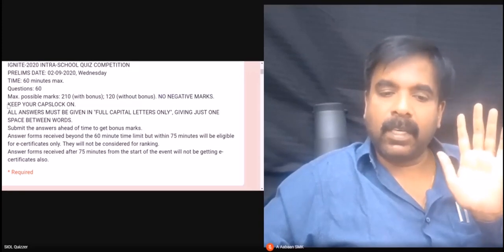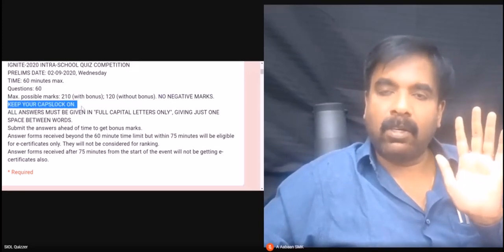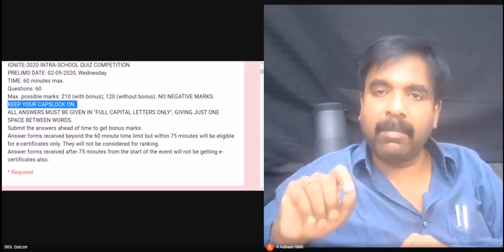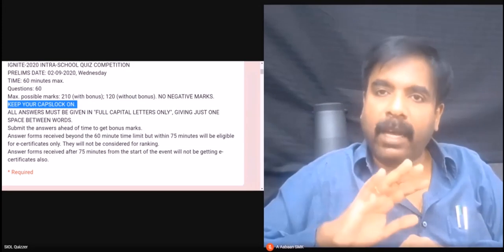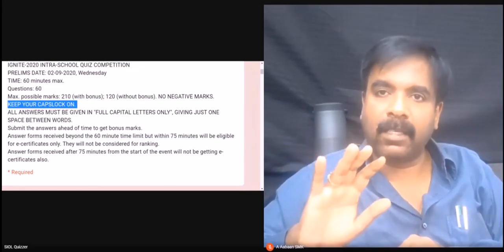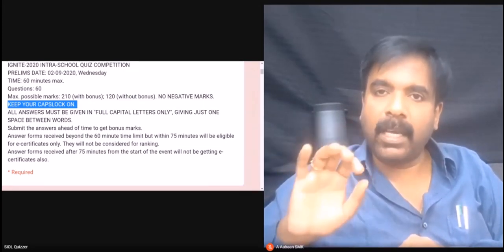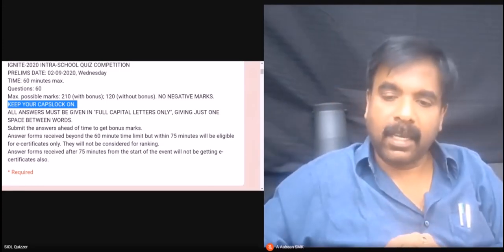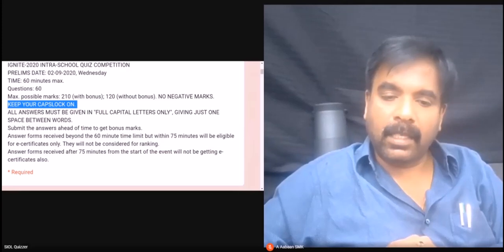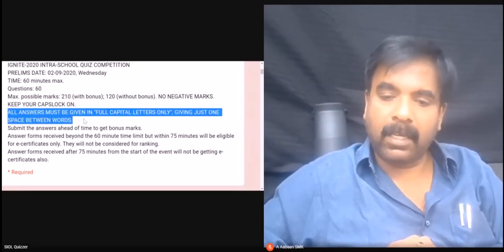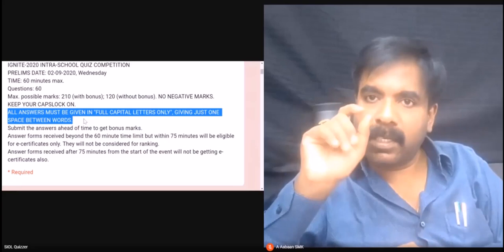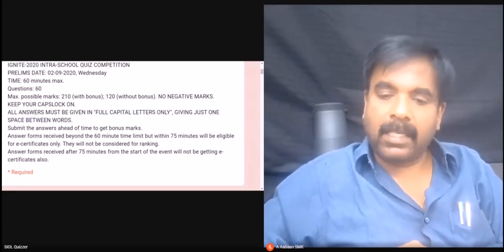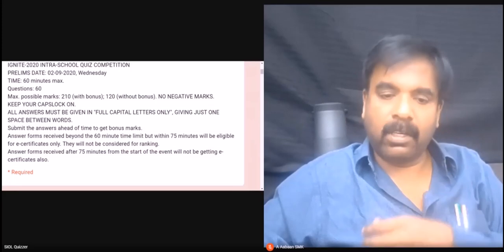And the next thing is, keep your caps lock on. Whenever you have to type, except the starting email ID, everything you have to type in capital letters. Only the email ID will be typed in normal letters, whatever the email ID is. All answers must be given in full capital letters only, and there should be just one space between the words. Submit the answers ahead of time, that I told you already.